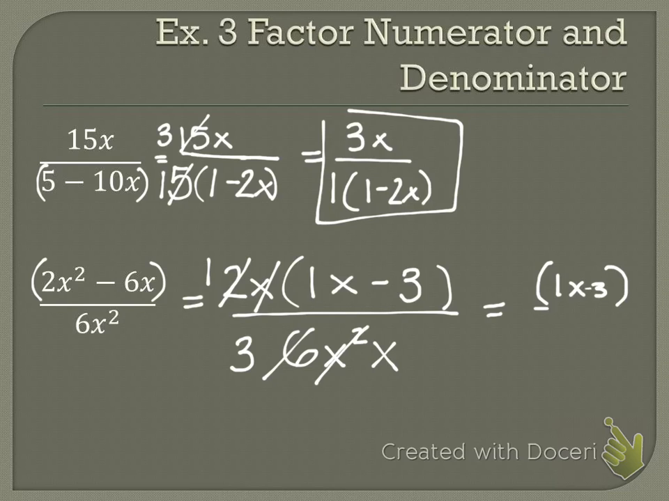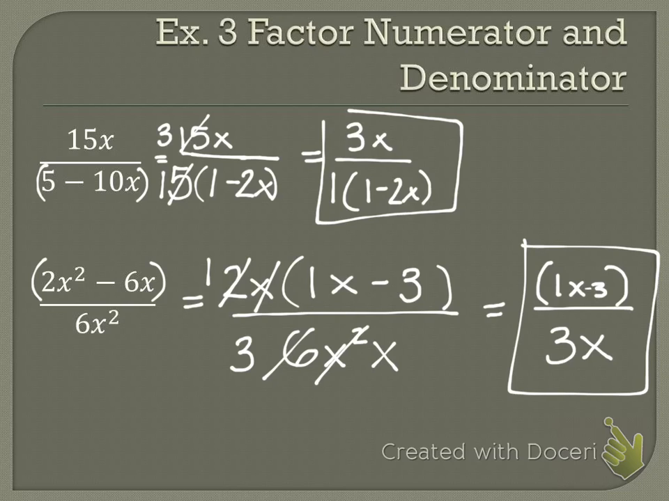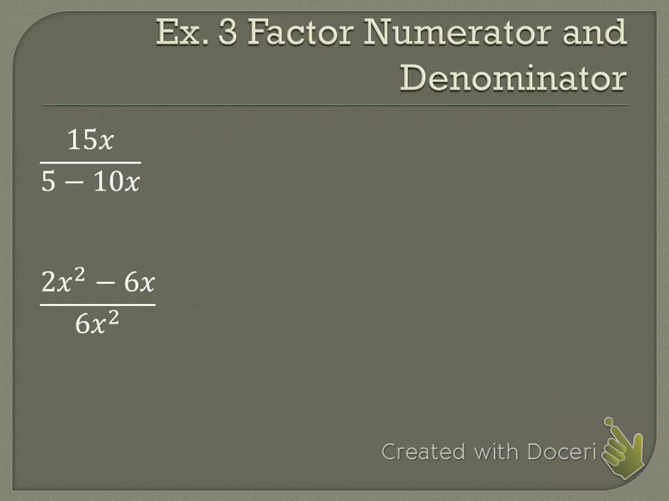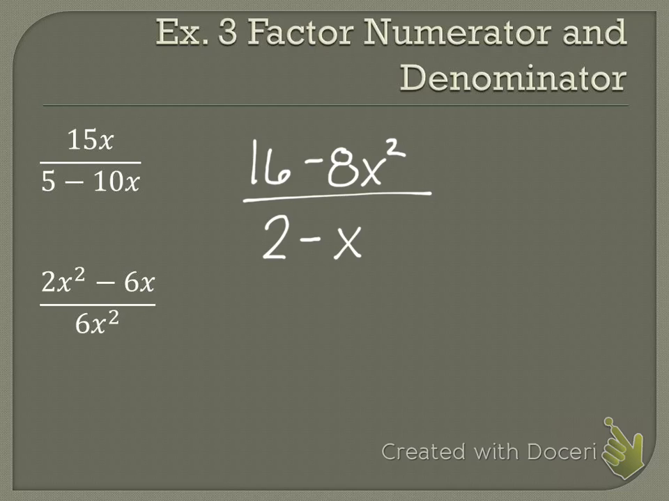And again, I'm choosing not to write that 1 on the outside because that's the only thing I'm left with. Over 3x. Is there anything left for me to simplify here? No, there is not. So this is my final answer. Okay, I want you to do this problem on your own. All right, I want you to use what we've learned so far and do this problem on your own.